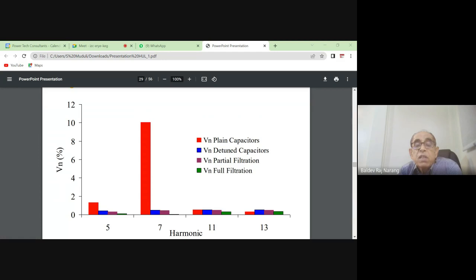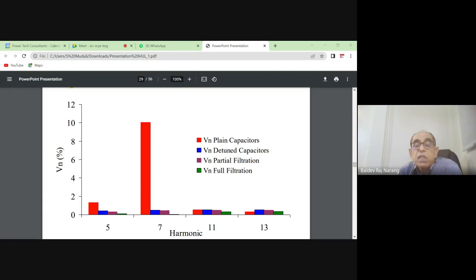Suppose we are using a 7% detuned reactor, it will come down, but the mitigation is not much. Suppose we are using a tuned reactor, it will also absorb some harmonics in addition to shifting the resonance point to a safe place. So again, we have a lesser distortion.